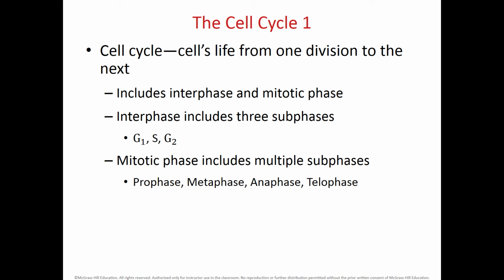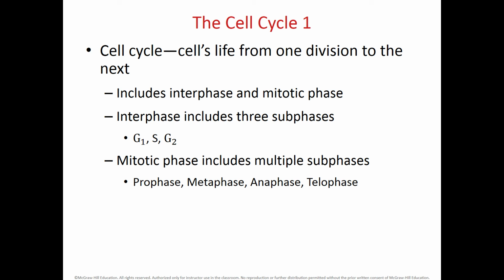So what is the cell cycle? The cell cycle is the cell's life from one division to the next. And the cell cycle is subdivided into two major phases, interphase and mitosis. And interphase has three subphases, one that is called G1, another one that is called S, and another one that is called G2.